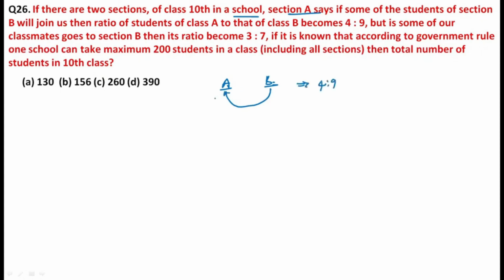Guys, if you interchange the number of students from A to B or B to A, the sum of the values will always be 13. There is no change in this. The sum of the values will always be 13.